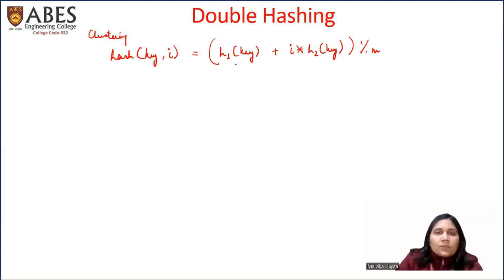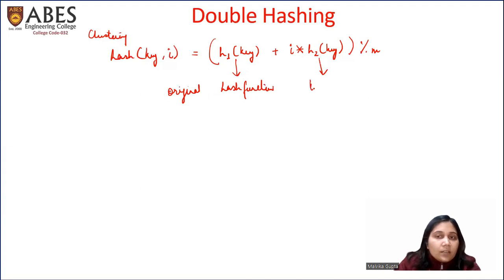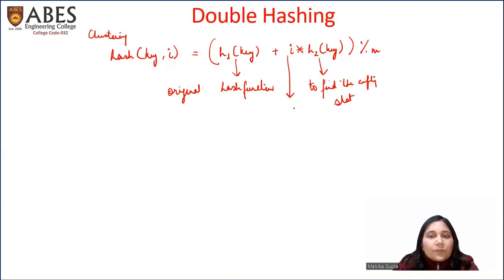Now, this is the formula for double hashing. Here, if you can see, we are doing hashing two times. This particular part is the normal, original hash function. And this part is to find the new empty slot, deciding how much of a shift we have to take. The number of collisions is represented by this i.